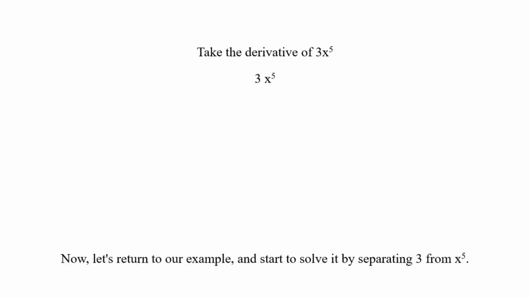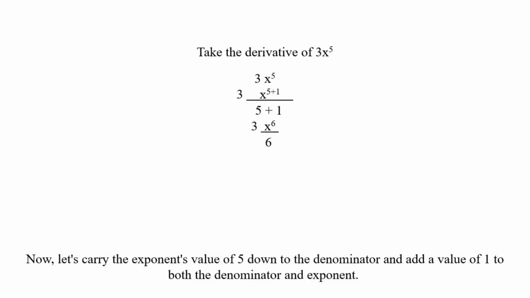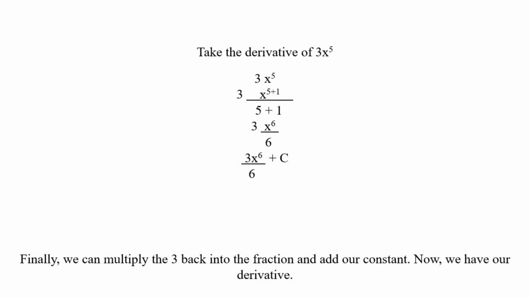Now, let's return to our example, and start to solve it by separating 3 from x to the fifth power. Now, let's carry the exponent's value of 5 down to the denominator and add a value of 1 to both the denominator and exponent. Finally, we can multiply the 3 back into the fraction and add our constant. Now, we have our derivative.